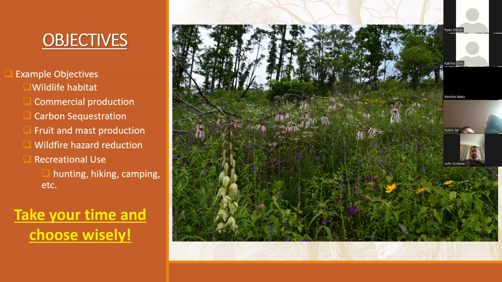And there might be other objectives that you have besides the ones I have listed here. You can have one objective, you can have 15 objectives. That's totally up to you. And I think once you get further in the planning process, you'll realize that a lot of these objectives work hand in hand. So for example, there might be one practice that we can use, such as prescribed burning, and by utilizing that, we can actually achieve multiple objectives with the same practice.